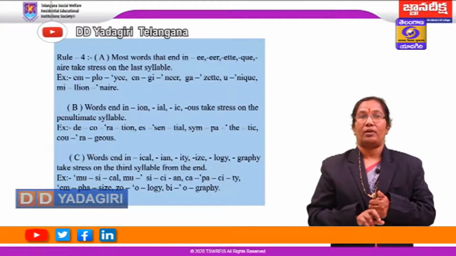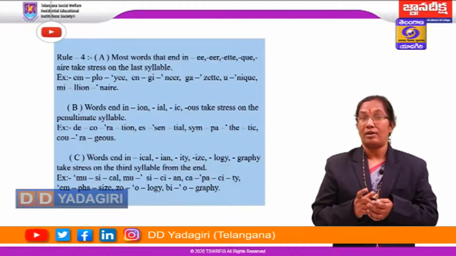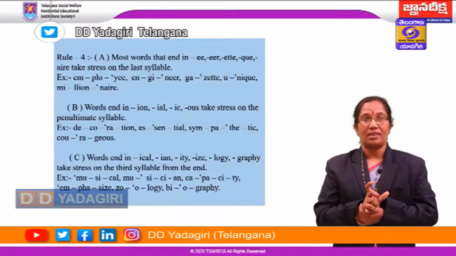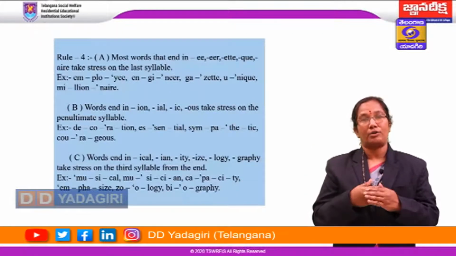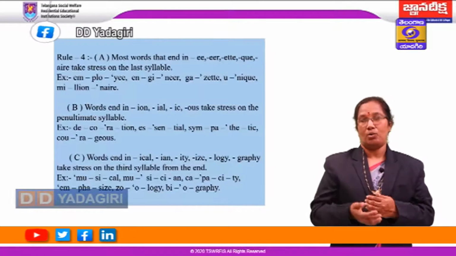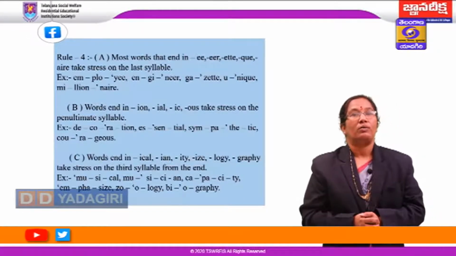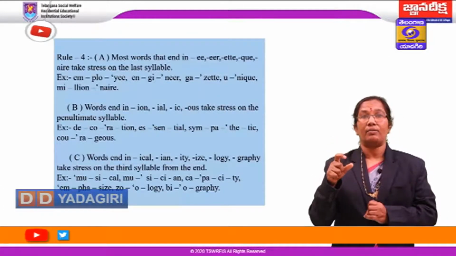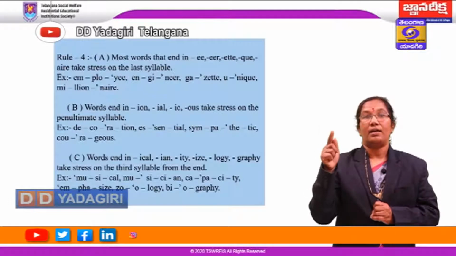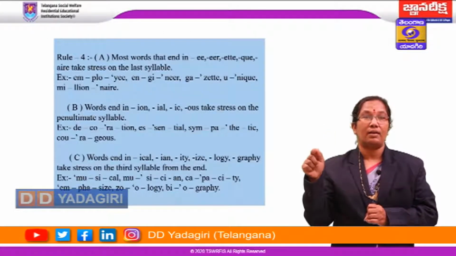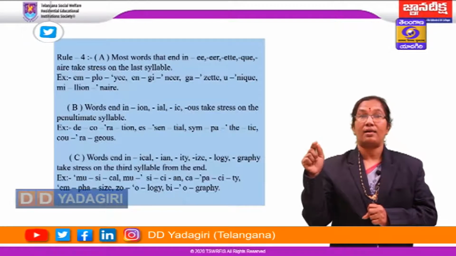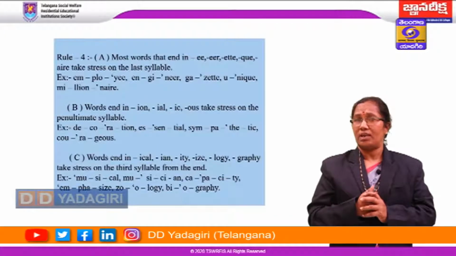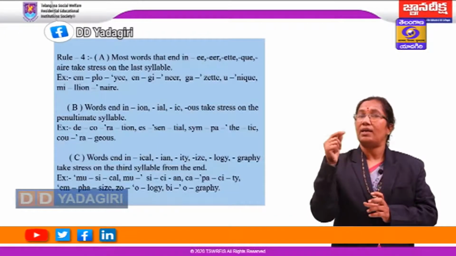What is Rule 4? Again, we have three different rules under Rule 4. This Rule 4 talks about suffixes. Suffixes are added at the end of a word in order to give another grammatical category to a word. So what is the first rule under Rule 4? Most words that end in ee, eer, ette, que, aire take stress on the last syllable. Can we get an example for each suffix? What is the word for ee?